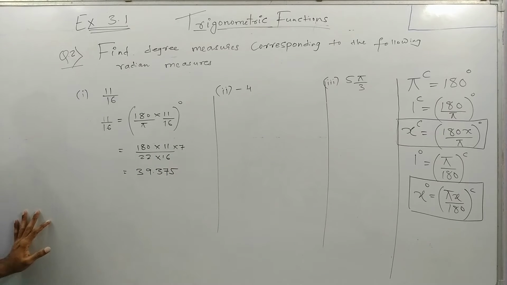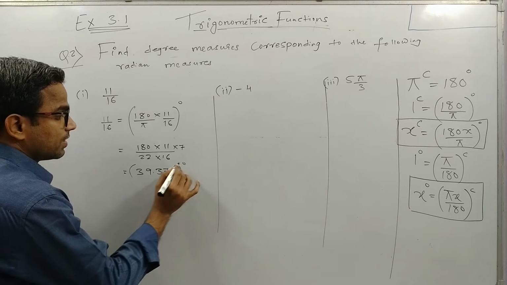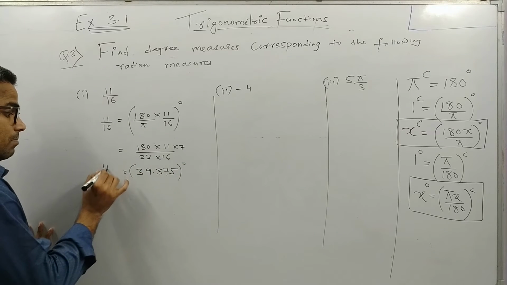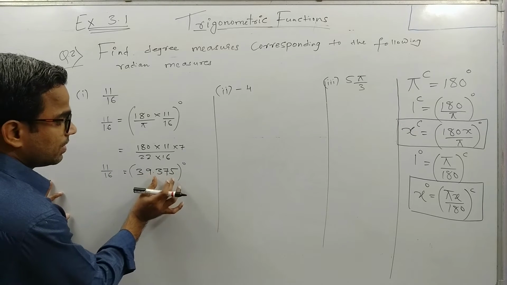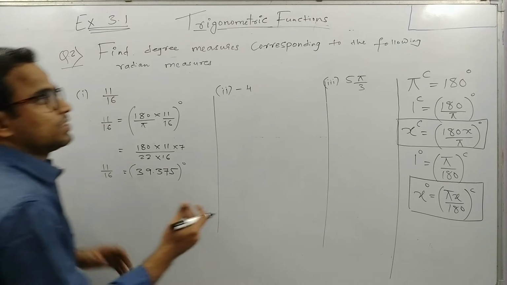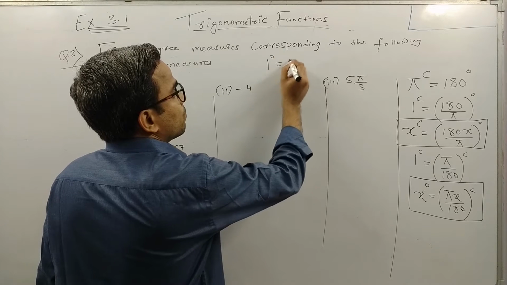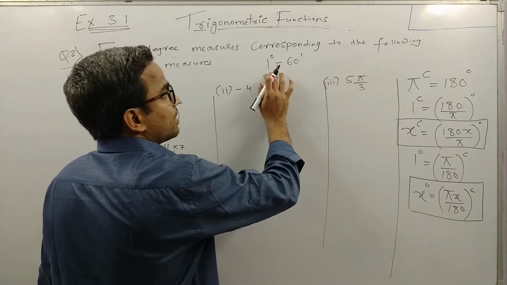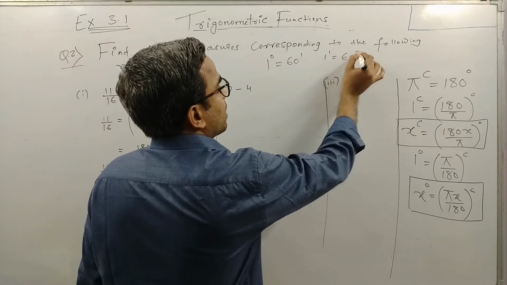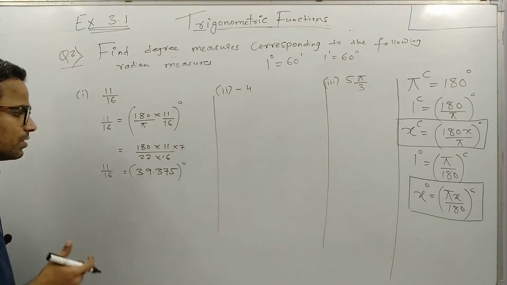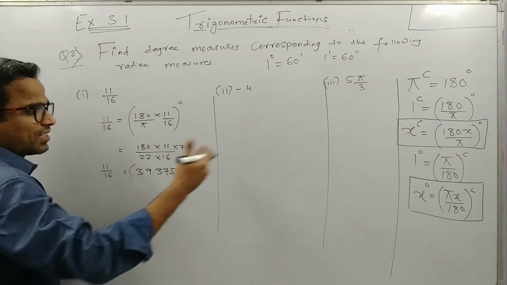39.375. So if you simplify this, now this is in degree, right? So 11 by 16 radian is this much degree. But now the degree is in decimal. So we have the relation, like in the last example also we saw. If we have 1 degree, we can write that as 60 minutes. And if we have 1 minute, we can write that as 60 seconds. So what we do is, we express this decimal part in terms of minutes and seconds.